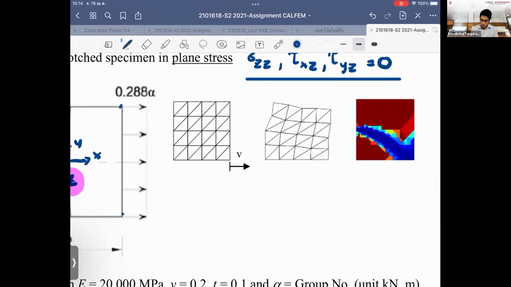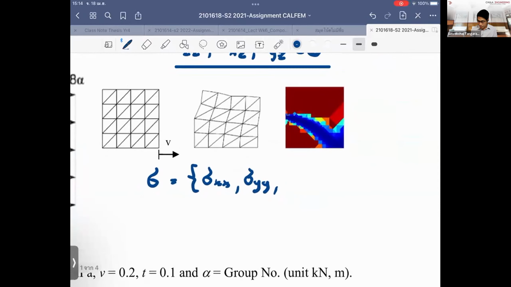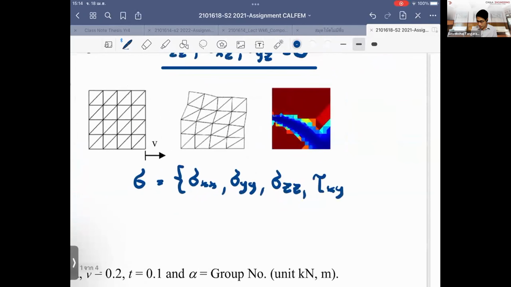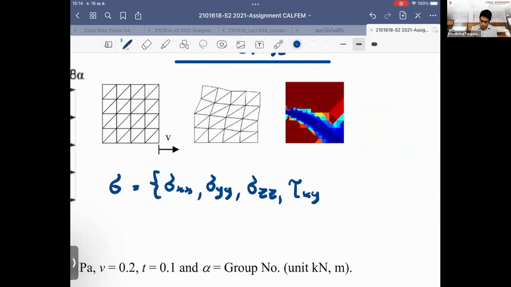Remember that you already learned the stress tensor concept. For the stress tensor, we have sigma xx, we have sigma yy, we have sigma zz, right? We have the tau, which is the shear stress xy. We have six terms for three-dimensional problems, plus YZ and XZ.